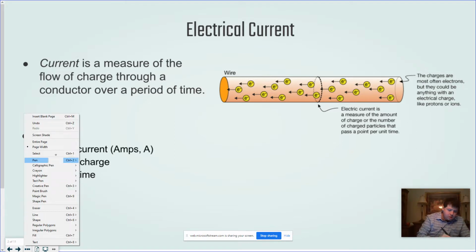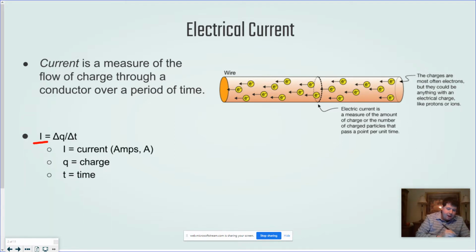Now, our equation for current is fairly simple here. We give it the symbol I, and it's just the change in charge, delta Q, divided by the change in time, which is T. Typically, our units for current are amps or amperes, abbreviated with the letter A. And all an amp is simply a coulomb, which is our unit of charge, divided by 1 second. So anytime you're using amps, you want to make sure that the time you're thinking about is in seconds.